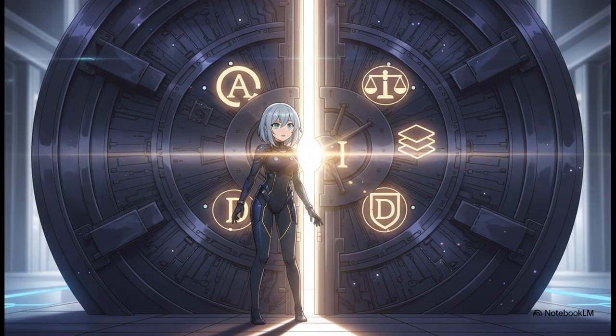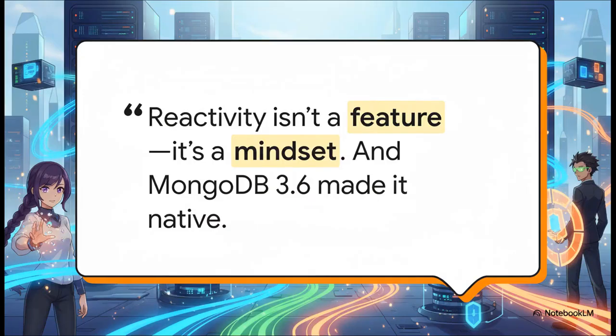And that is exactly where we're going to pick things up next time. We'll be talking about MongoDB 4.0 and the arrival of multi-document ACID transactions, the feature that really leveled the playing field with traditional relational databases. But for now, I just want to leave you with this idea. Reactivity isn't just a feature you turn on. It's a whole different mindset about how your apps and your data should interact. And with version 3.6, MongoDB didn't just add support for that mindset. It made it native.